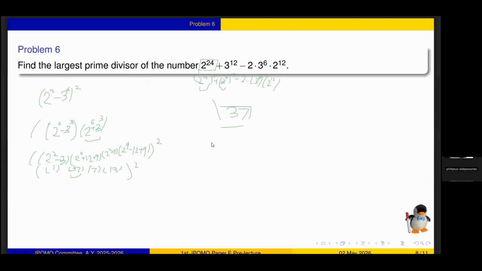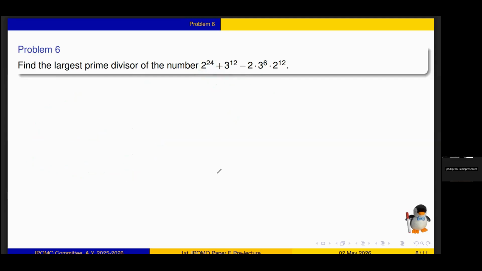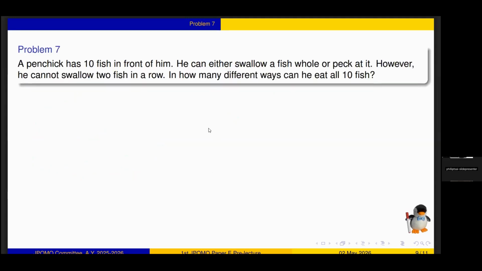Okay. In that case, I will be moving on to the next problem. So problem number 7. A Penchick has 10 fish in front of him. He can either swallow a fish whole, or peck at it. However, he cannot swallow 2 fish in a row. How many ways can he eat all 10 fish? So does anybody have an answer?